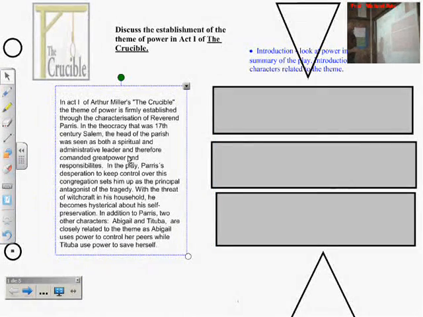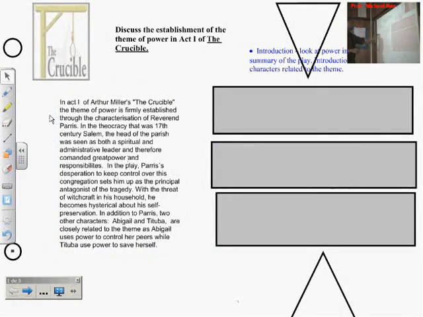In the play, Paris's desperation to keep control over this congregation sets him up as the principal antagonist of the tragedy. With the threat of witchcraft in his household, he becomes hysterical about his self-preservation. In addition to Paris, 2 other characters, Abigail and Tituba, are closely related to the theme, as Abigail uses power to control her peers, while Tituba uses power to save herself.